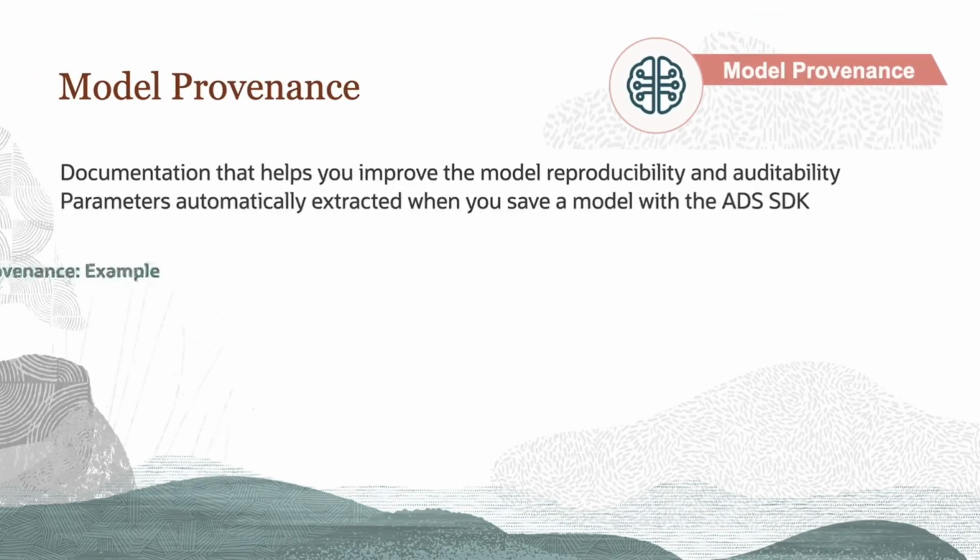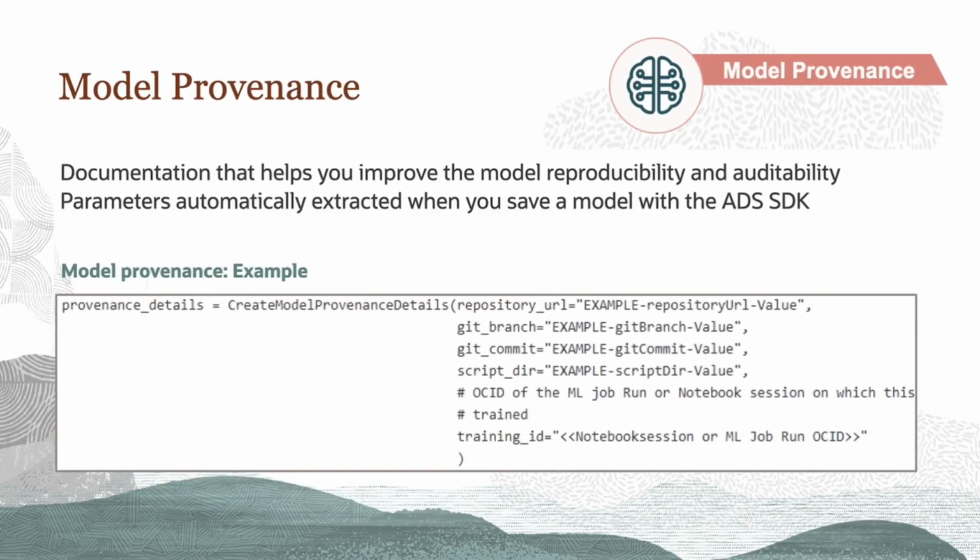When you are working inside a Git repository, ADS is able to obtain your Git information and populate the model provenance metadata fields automatically for you. If you want to be able to reproduce your model, you need to know where the model was trained and which environment it was trained in, the source code, compute resources and training data, and the resulting features.